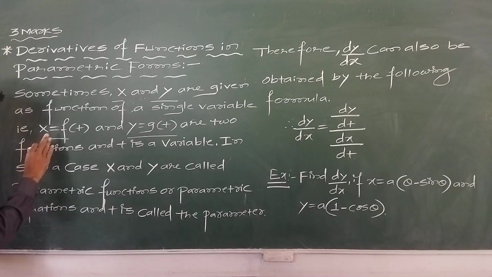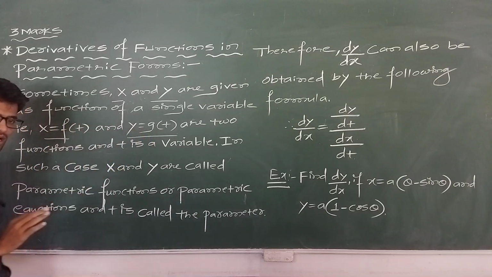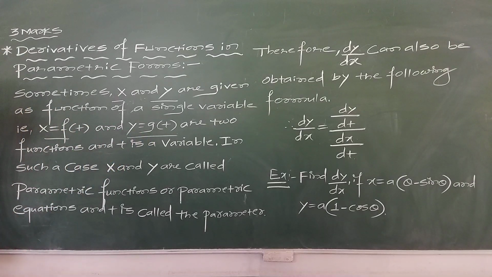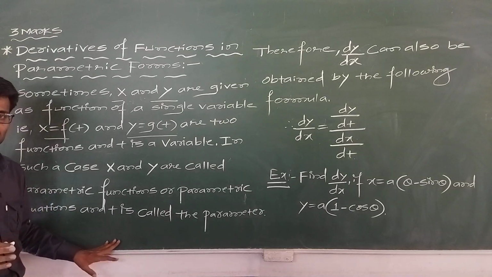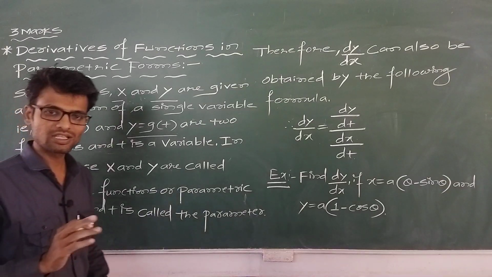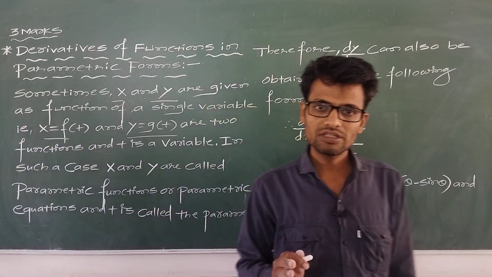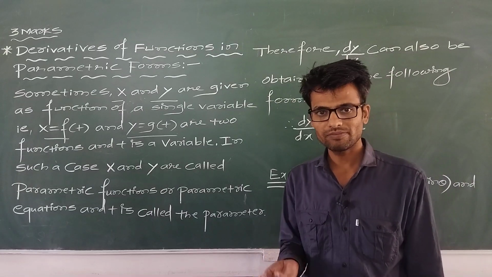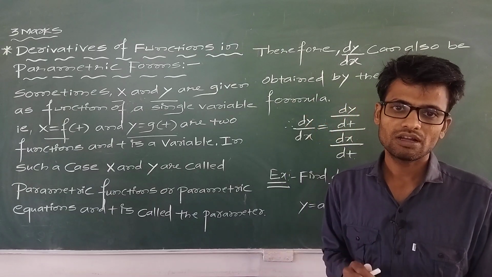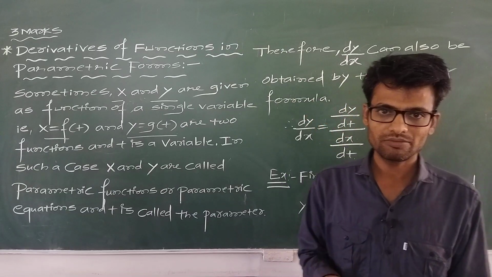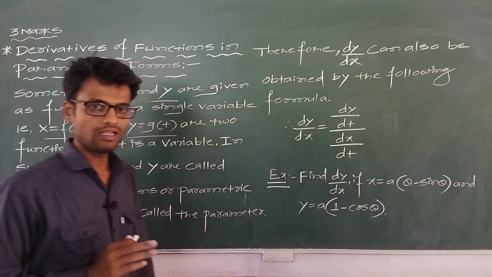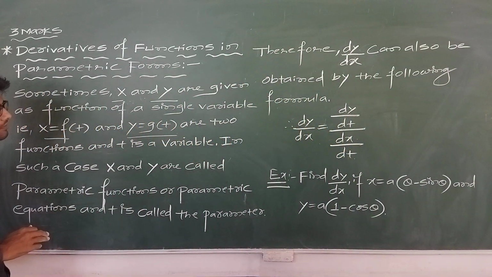See, x equal to f of t and y equal to g of t are called parametric functions or parametric equations, and t is called parameter. So, t is a parameter here. Just to remember, x equal to f of t and y equal to g of t are any two functions in terms of t. x and y are called parametric equations, and t is the variable, it is called parameter.